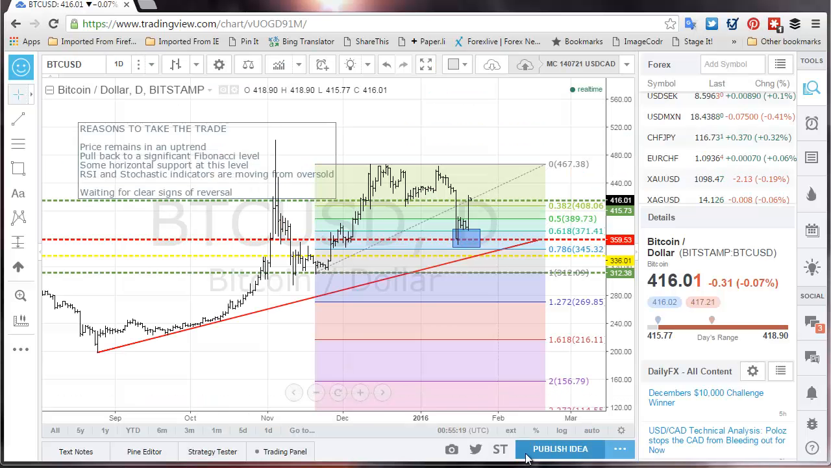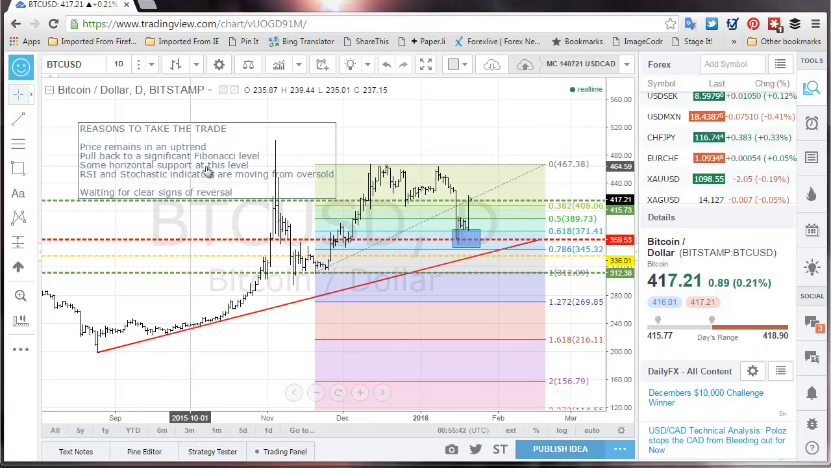The chart in front of you is a Bitcoin against the US dollar chart. It's a daily chart, as we can see here, and the market data is from Bitstamp, which is one of the largest. And I said the reasons to take the trade, just in summary, is we have a clear uptrend here on the daily. The price remains in an uptrend.